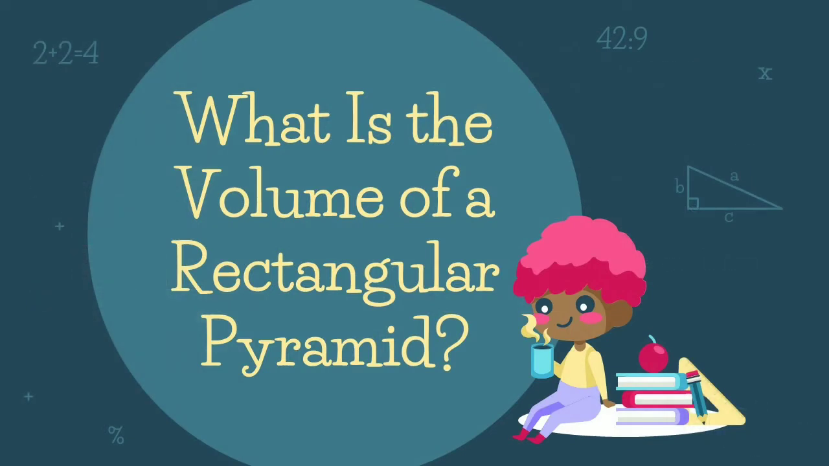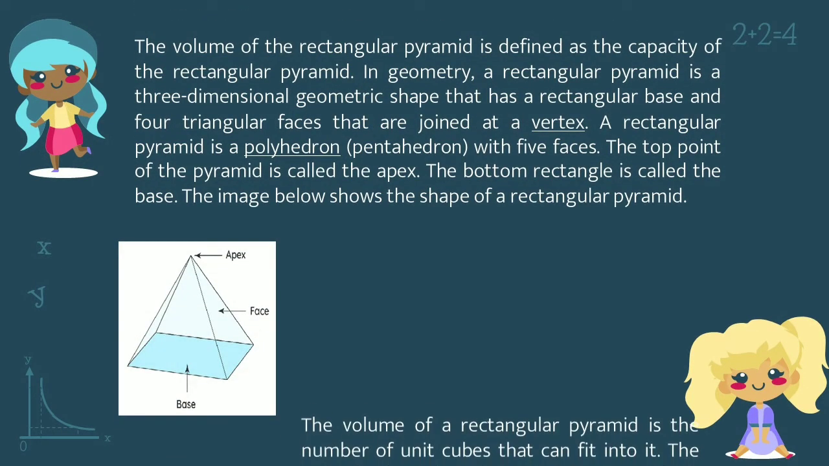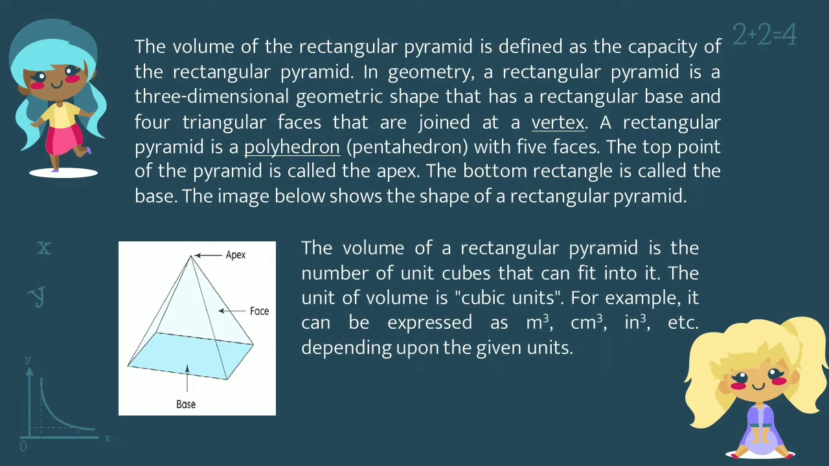What is the volume of a rectangular pyramid? The volume of the rectangular pyramid is defined as the capacity of the rectangular pyramid. In geometry, a rectangular pyramid is a three-dimensional geometric shape that has a rectangular base and four triangular faces that are joined at a vertex. A rectangular pyramid is a polyhedron with 5 faces. The top point of the pyramid is called the apex. The bottom rectangle is called the base. The image below shows the shape of a rectangular pyramid.